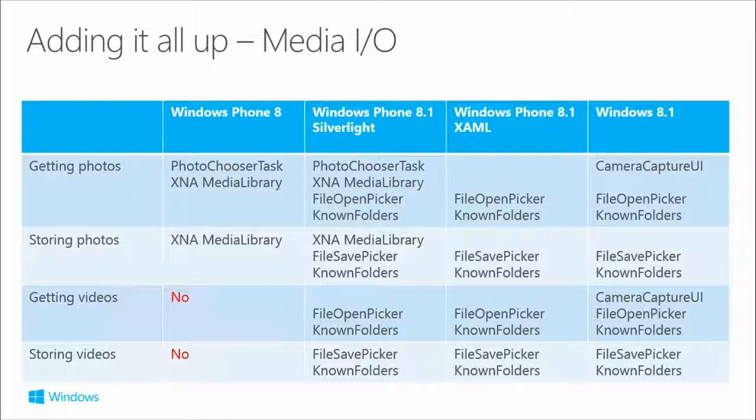You see the media chooser library, XNA media library. Below them, we also have the file open picker in Windows Phone 8.1 Silverlight and the known folders. So we can use those to get photos as well. And we have those moving forward into Windows Phone 8.1 XAML and in Windows 8.1. So that's the file open picker and file save pickers. Those are the ways that we get photos, we get videos, we store photos, we store videos for everything that isn't old Windows Phone 8.